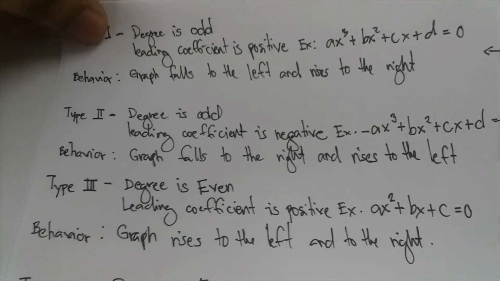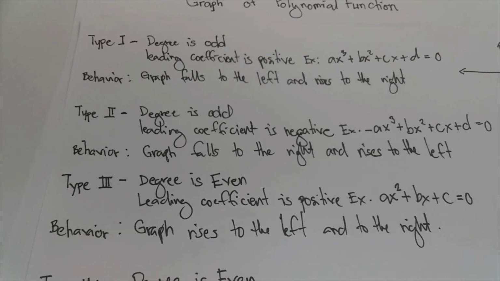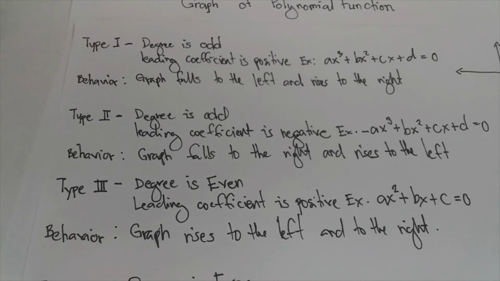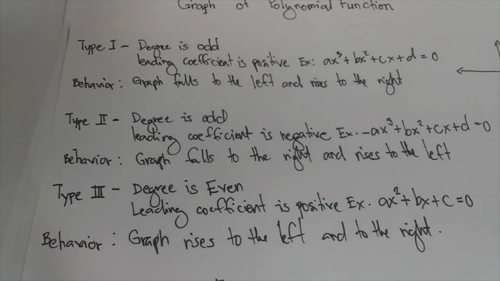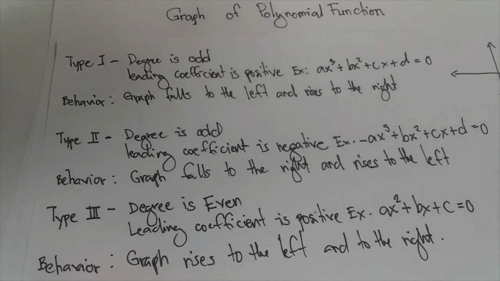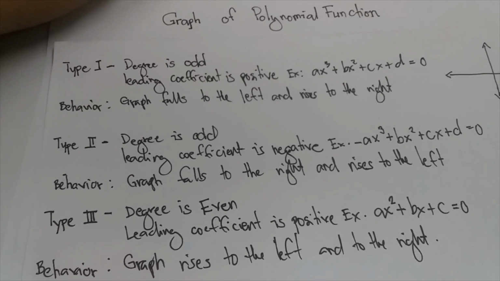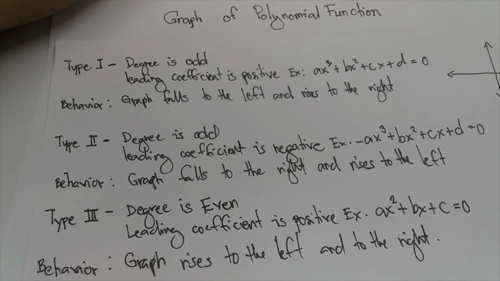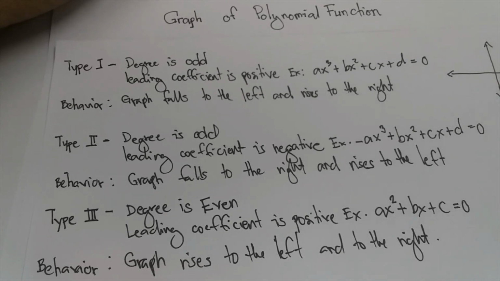For type 1, the degree is odd. When we say odd, it is numbers written as 2n plus 1. The degree is odd, and the leading coefficient is positive. An example for that is ax cubed plus bx squared plus cx plus d is equal to 0. Those are polynomial functions with odd degree and a positive leading coefficient.